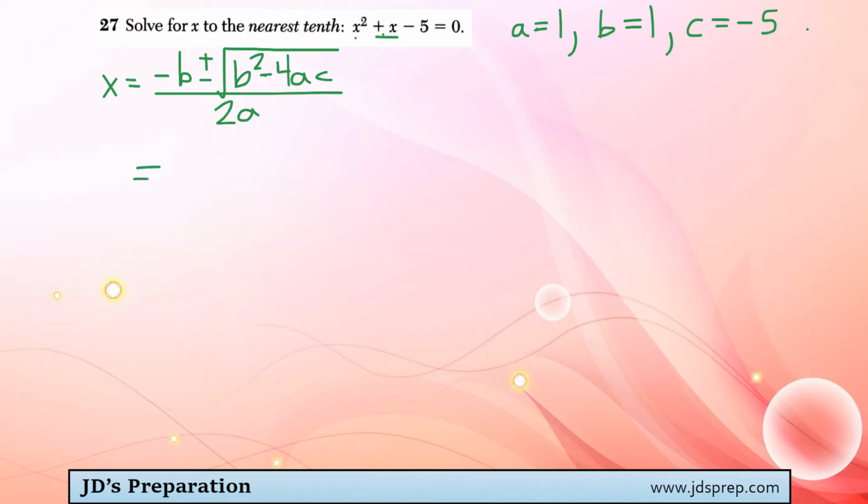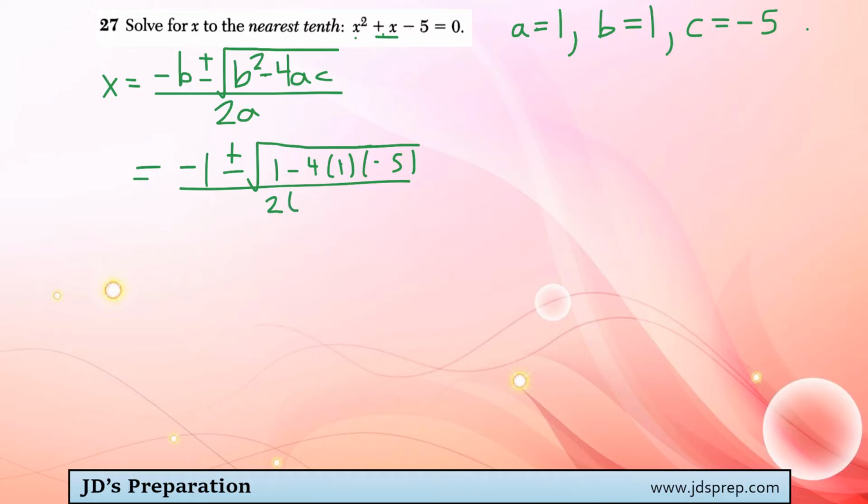All right, let's get started. So negative b would be negative 1. It's going to be plus or minus the square root of b squared, which is just 1, minus 4 multiplied by a, which is 1, multiplied by c, which is negative 5, all over 2a, with a being a value of 1.